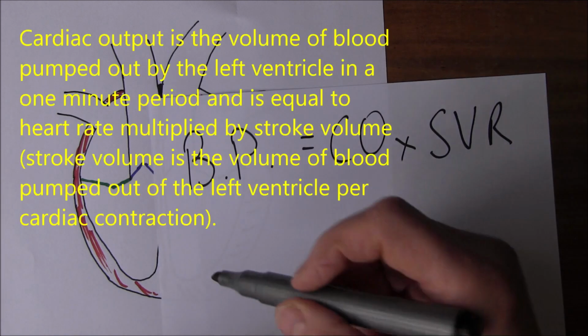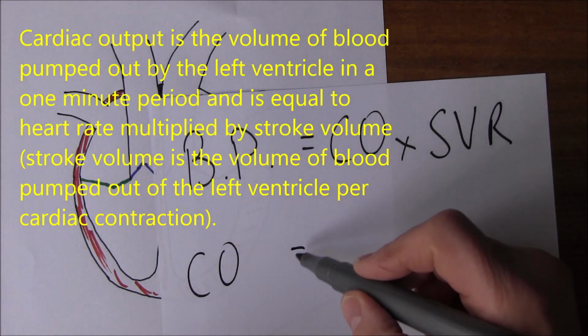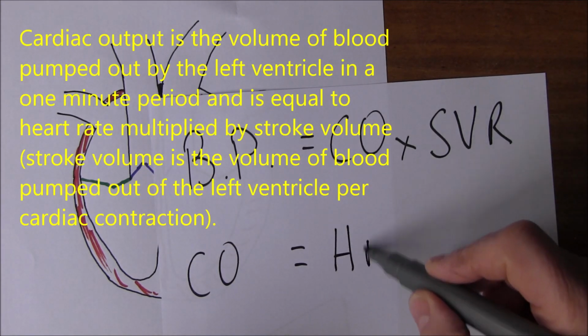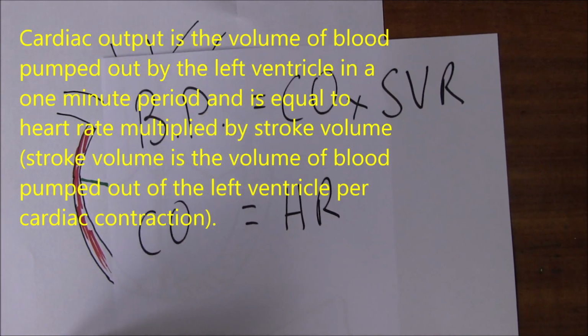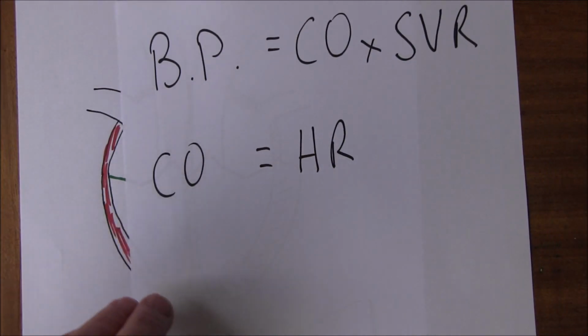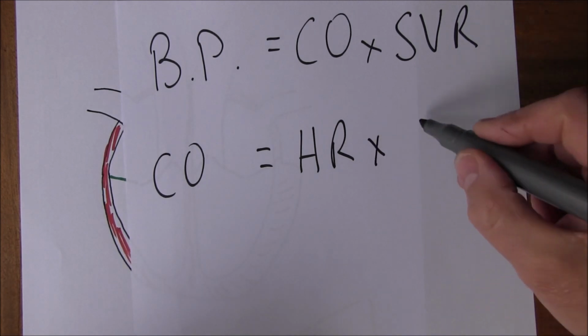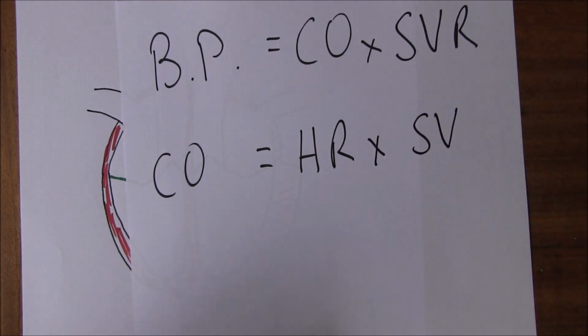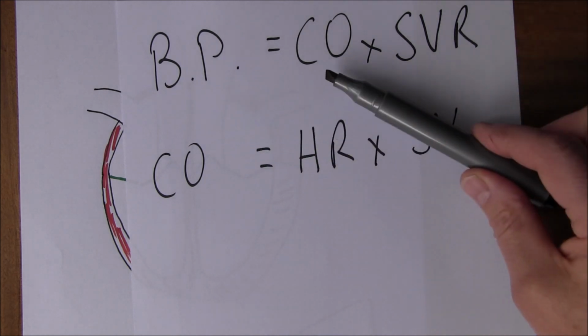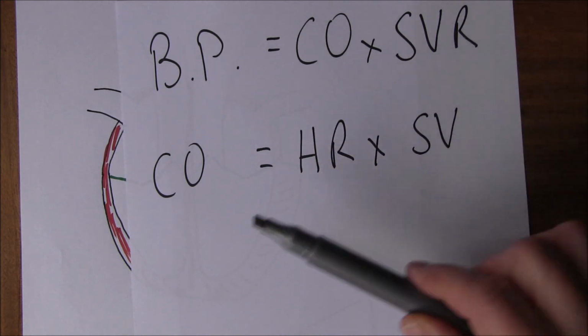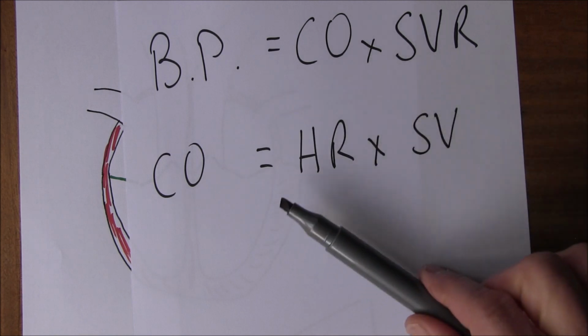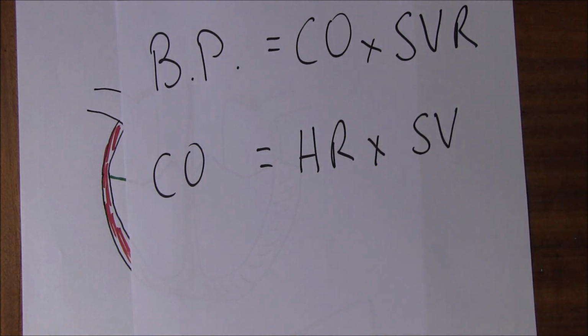And cardiac output is equal to heart rate. That's the number of times the heart beats per minute, multiplied by the stroke volume. That's the volume of blood ejected per cardiac contraction. So essential to learn these for the basic physiology. The blood pressure is the cardiac output multiplied by the resistance. The cardiac output itself is the heart rate multiplied by the stroke volume.